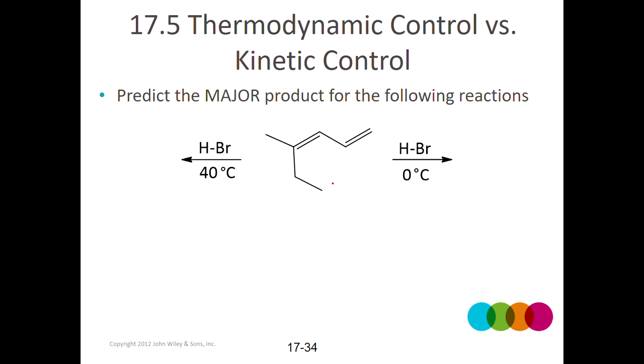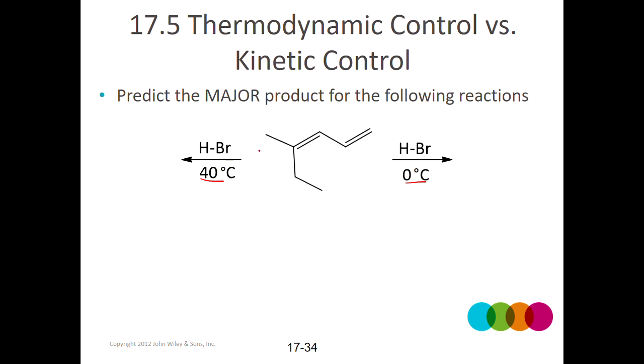All right, let's take a look at this example. So here I'm giving you one reactant. It's reacting with HBr either way, but we're focusing on how the temperature affects the second step of the mechanism that we just looked at in detail. So maybe we'll start here.